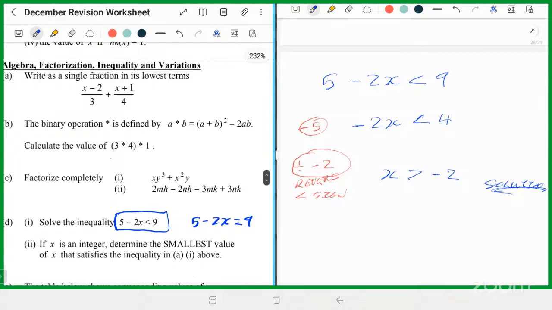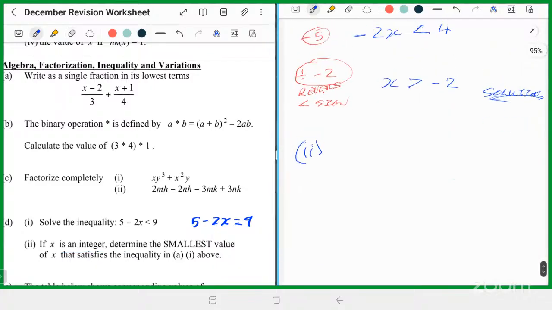This is the solution for part 1. Part 2 now says, if x is an integer, meaning that we have positive and negative whole numbers, determine the smallest value of x that satisfies the inequality. So if x is an integer, what's the smallest value of x that satisfies the inequality?